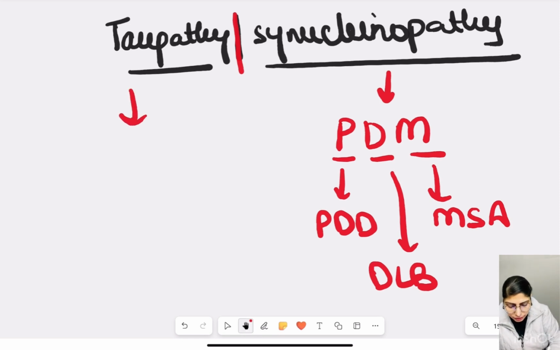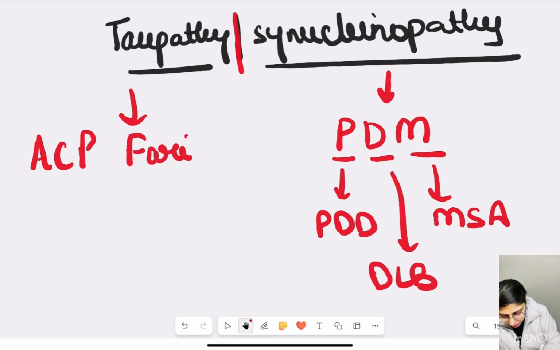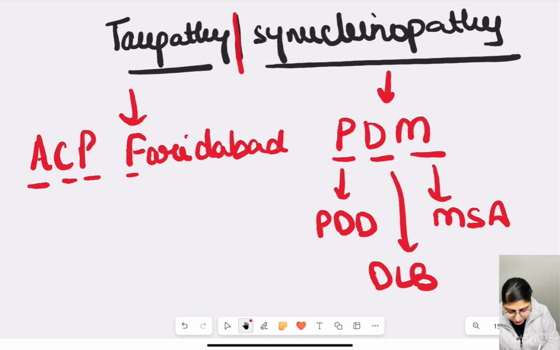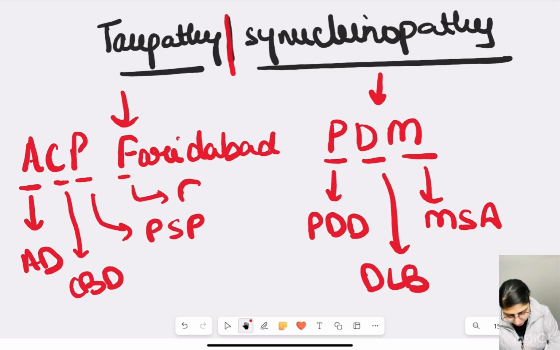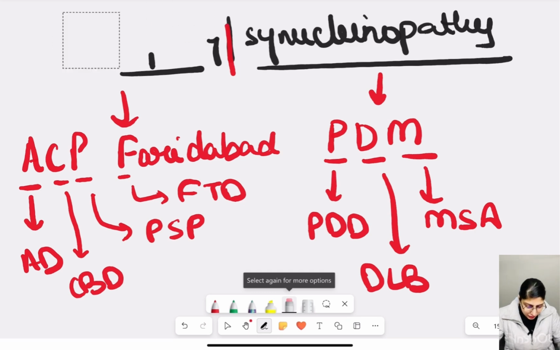Synucleinopathies. And if we talk about tauopathies, for tauopathies we have a mnemonic. I made this mnemonic for you, ACP Faridabad. ACP and F. Right? So A, you know what is A. A is Alzheimer's disease. C is CBD, corticobasal degeneration. P is PSP. And F is frontotemporal degeneration, FTD. Okay.